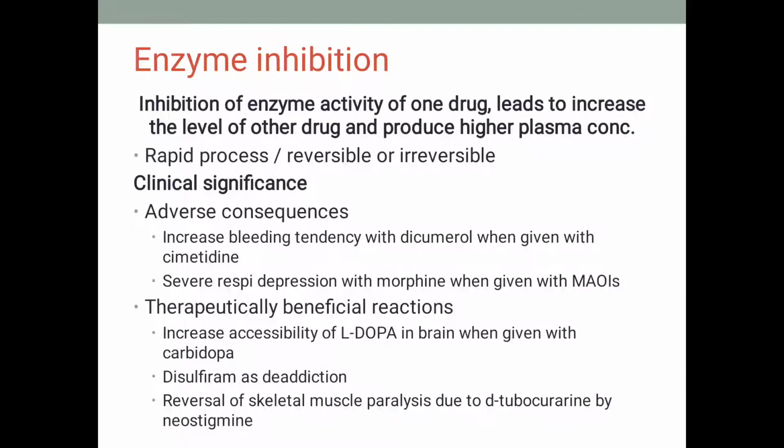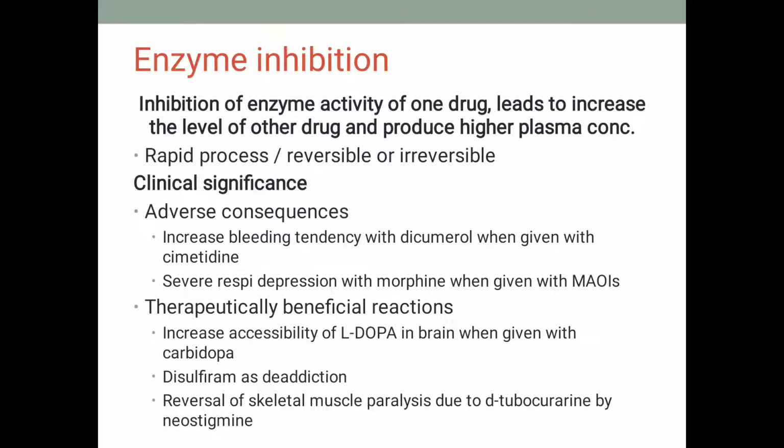Second example is severe respiratory depression with morphine when given with a monoamine oxidase inhibitor. So MAO inhibitors are enzyme inhibitors. It inhibits the metabolism of morphine. So the level of morphine is increased. So morphine causes more severe respiratory depression. So these are the two adverse consequences that can occur because of this type of enzyme inhibition.